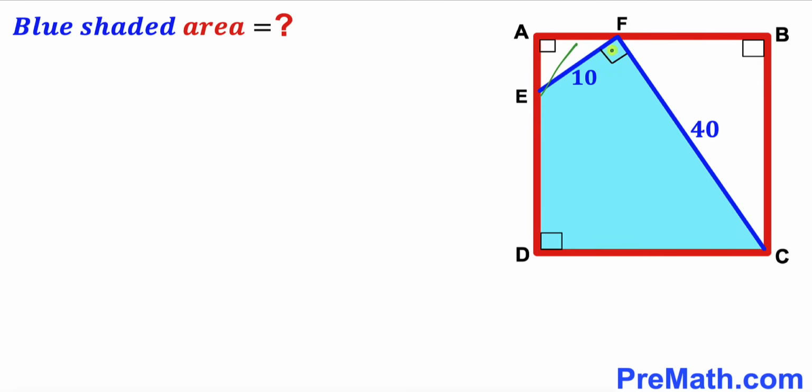Let's focus on this red square ABCD. Since all these side lengths are equal, I'm going to label this side length X, this side length X, X and X across the board. And likewise, I'm going to label this tiny segment AF length as Y. Then we can see that this FB segment length is going to be X minus Y. And now our task is to find the value of X and Y as well.